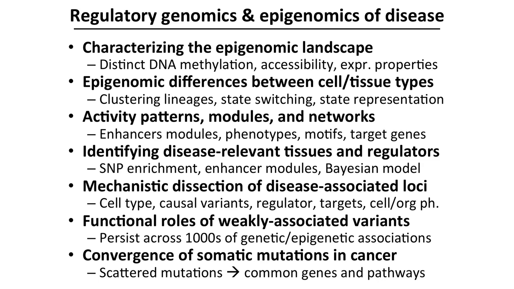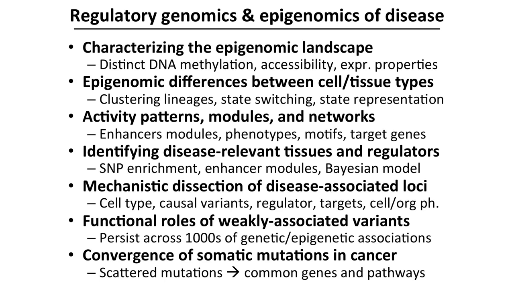So I hope I've convinced you about the power of epigenomic data sets for interpreting disease studies. So for characterizing the epigenomic landscape, for understanding the differences between cells and tissues, understanding these activity patterns in order to derive modules and networks to link transcription factors to their target enhancers and to their target genes, and then use that to identify disease-relevant tissues and regulators based on enrichment of those SNPs, understanding these enhancer modules, as well as this Bayesian model for propagating this genetic information, and how we can actually start mechanistically dissecting disease-associated loci, identify the relevant cell types, the causal variants, the regulators, the targets, as well as the cellular and organismal phenotypes. And lastly, that there's a lot of work to be done.